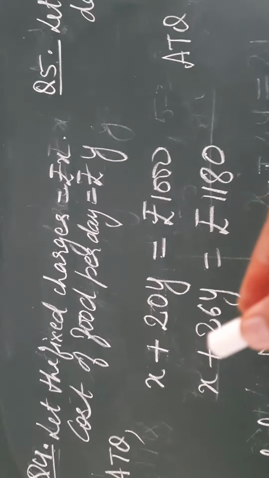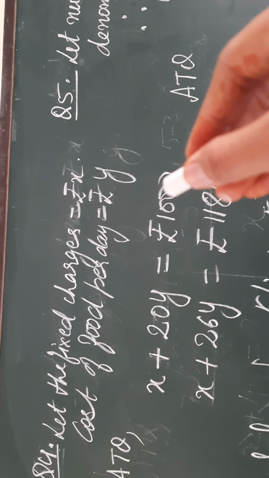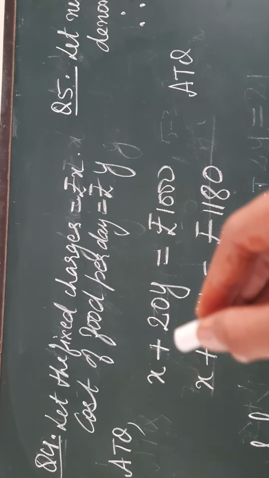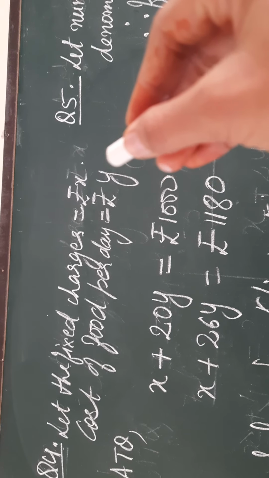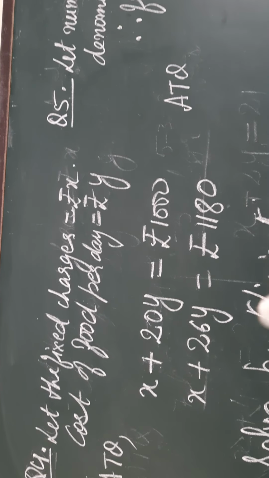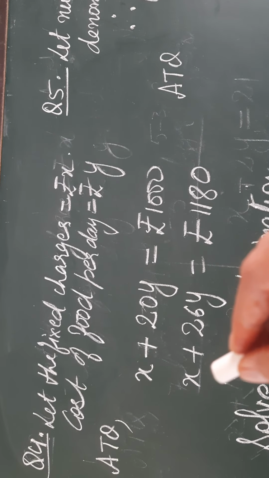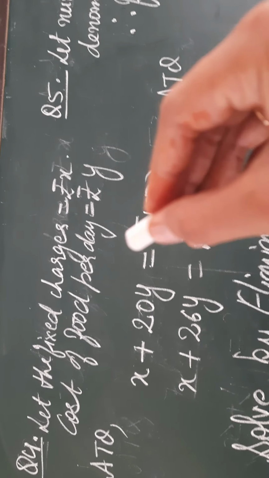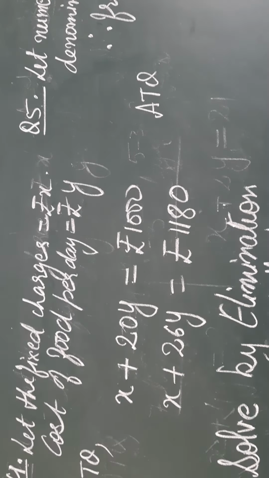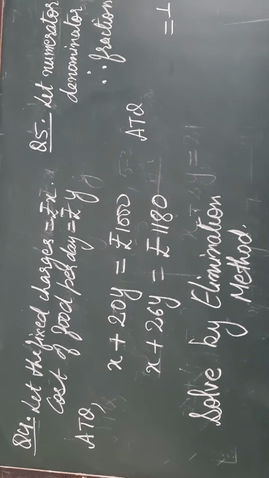Now according to the question, the total cost paid by the first student is ₹1000. This is the total cost, so we'll write it on the right hand side. On the left hand side, fixed charges plus charges per day. The student has taken the food for 20 days, so 20y plus x is equal to 1000. In the second case also, x is the fixed charge, it does not depend on the number of days, so x plus 26y is equal to 1180, as student B has taken the food for 26 days. Solve these equations by elimination method yourself.